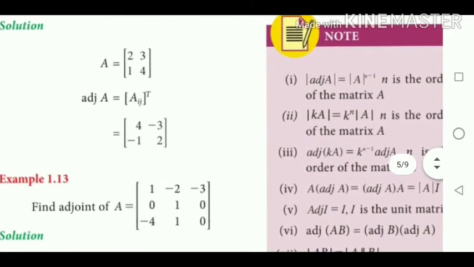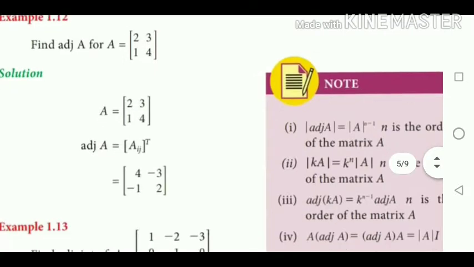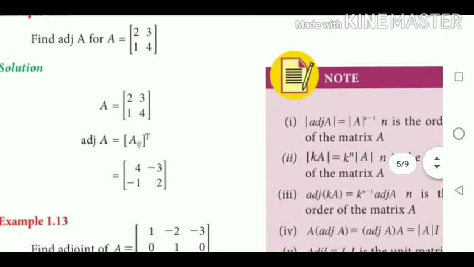Here the off diagonal is 3 and 1. For this off diagonal, change the sign only. That is -3, -1. Once again I am repeating. First take the main diagonal. Main diagonal is 2 and 4. For this 2 and 4, change it. That is, 2 comes to the place of 4 and 4 comes to the place of 2. 4 and 2 are changed.